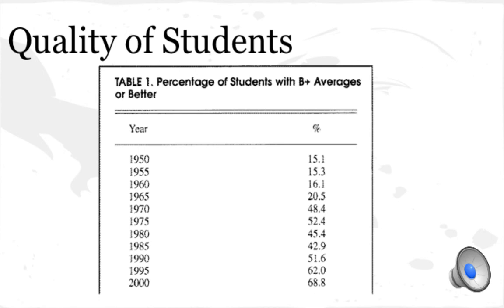This chart shows the percentage of students with B+ at Harvard University. We can notice that nowadays, more than half of students could get B+ or better, compared with only 15% in the 1950s, which could indicate that their students' quality has improved.